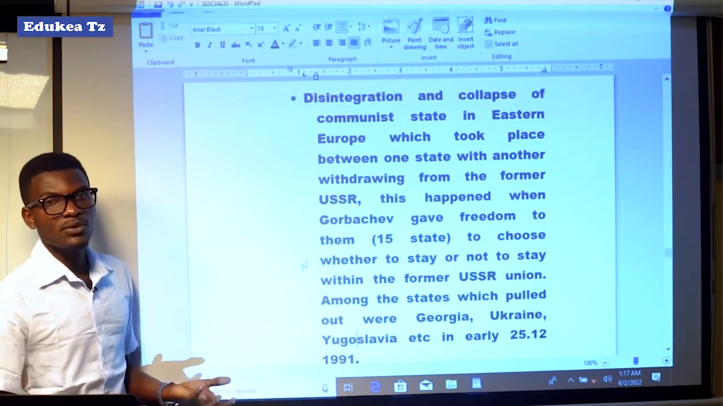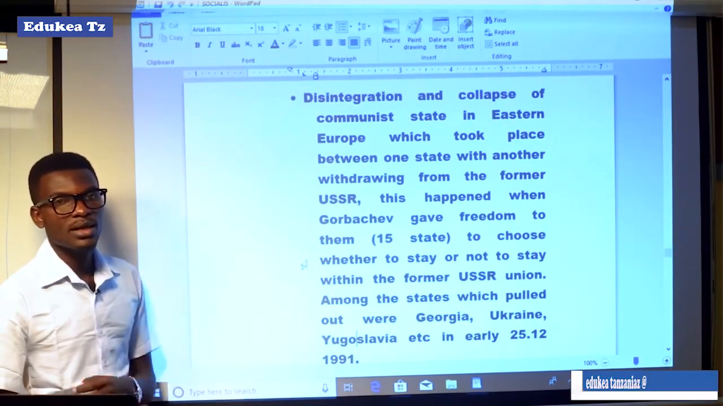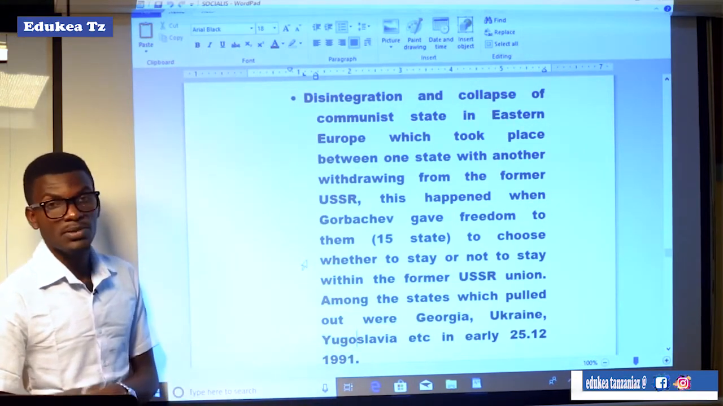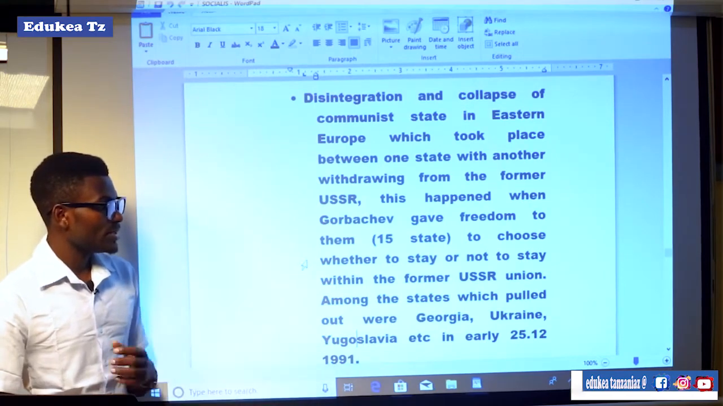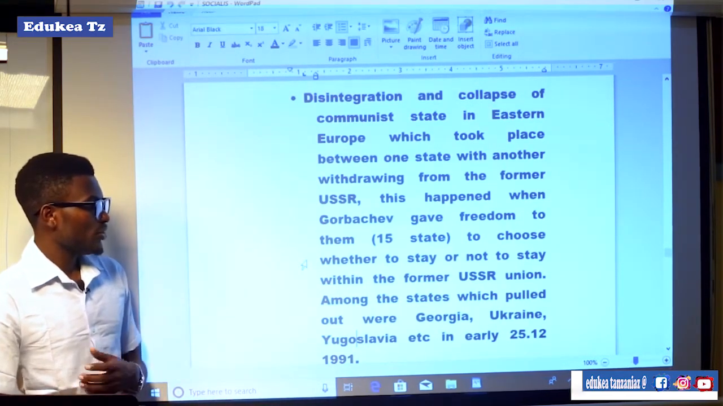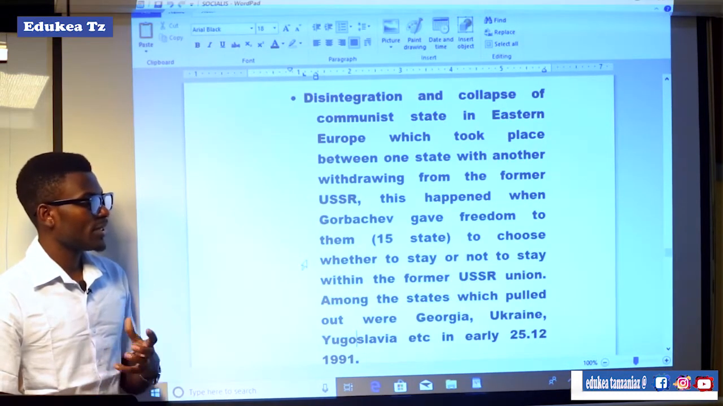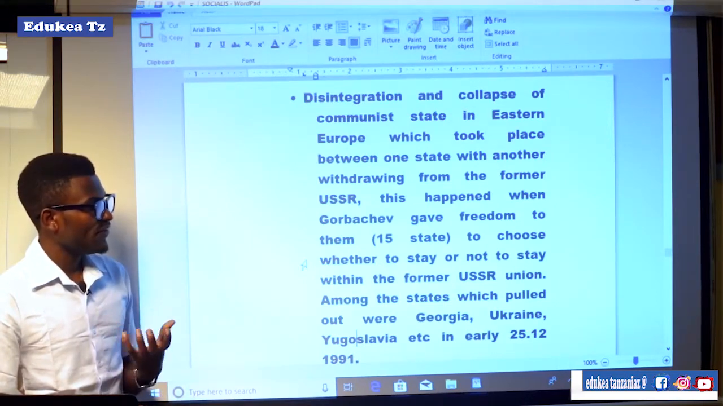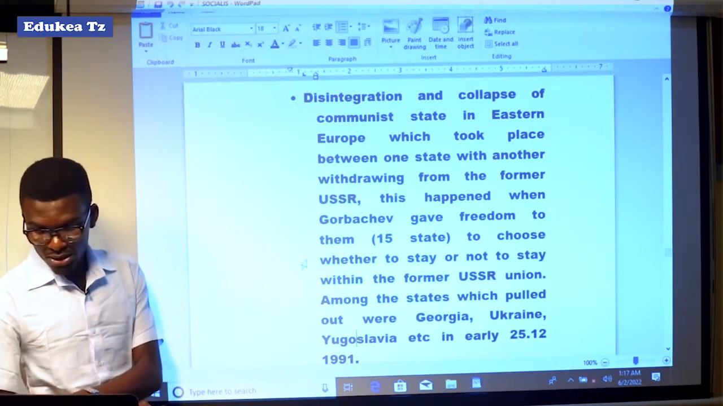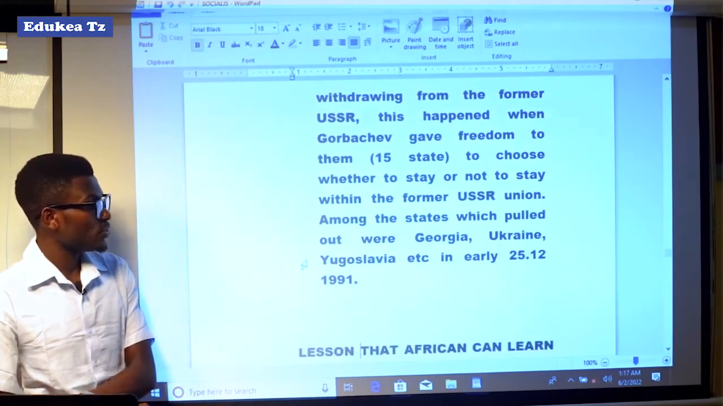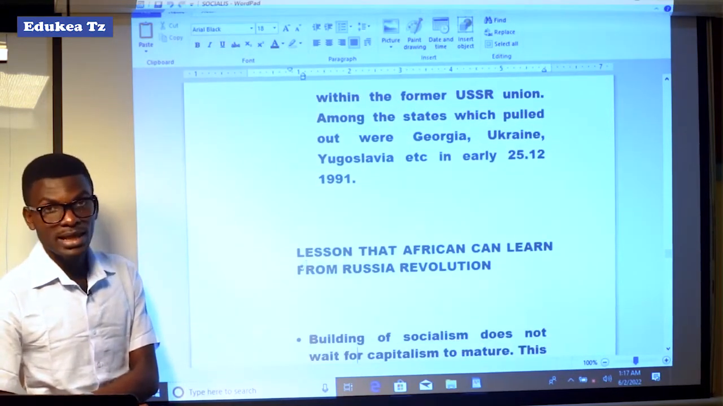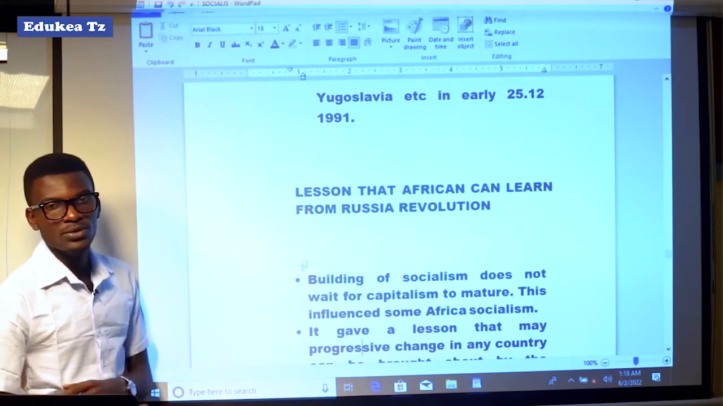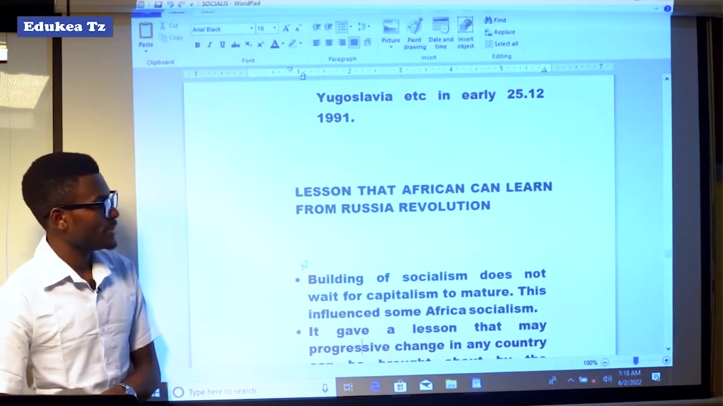And that freedom allowed those states to withdraw from the Union of Soviet Socialist Republics. Among the states which pulled out were Georgia, Ukraine, Yugoslavia, etc. on the 25th of December in 1991, and that led to the collapse of USSR. So these all were the reasons for the collapse of USSR in the early 1990s.